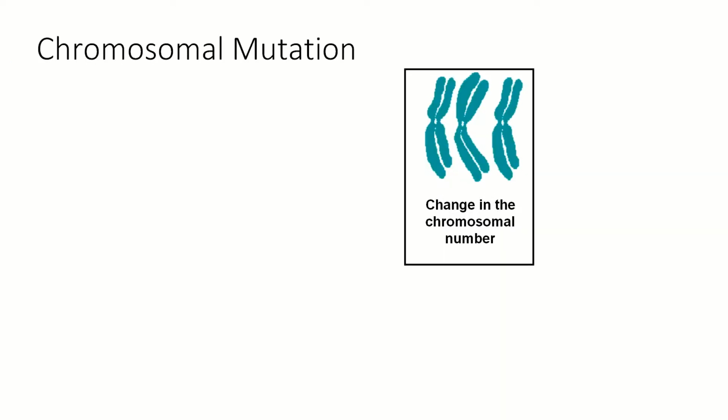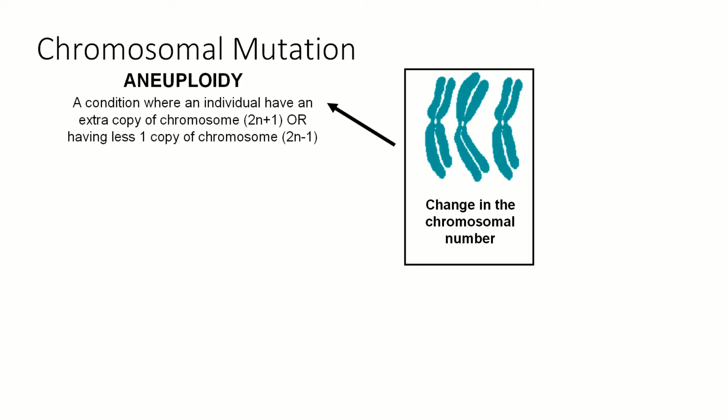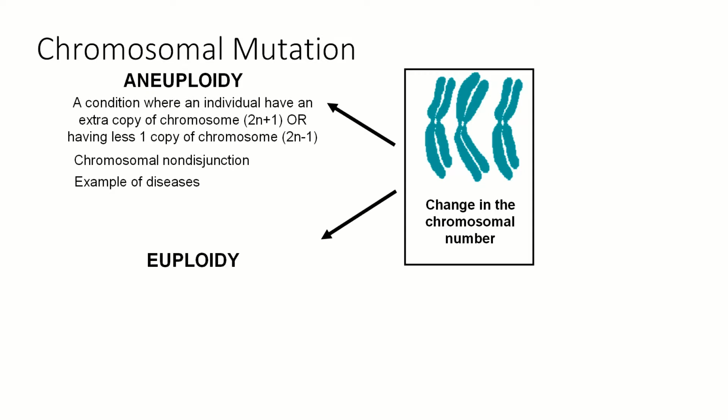Alright guys, so in this video we have learned about chromosomal mutation, specifically on change in the chromosomal number. We looked at aneuploidy, which is the condition where an individual carries one extra copy of a chromosome or one less copy of a chromosome. We looked at chromosomal non-disjunction and also the various examples of diseases which arise from aneuploidy. In the next video, we will discuss euploidy or polyploidy, which is the condition where an individual has extra sets of chromosomes.